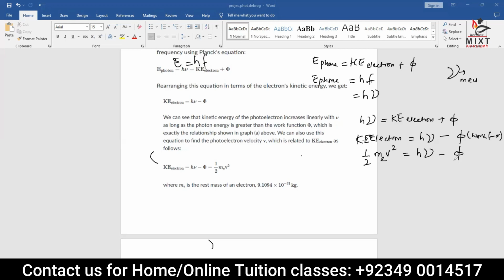So this is the other formula which can be used. You can find out the velocity of the electrons as well if the rest of the data is provided to you. So the same photoelectric equation comes in another form.